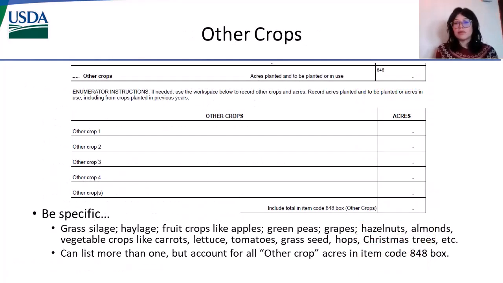Here is an example of the table to list any additional crops that are not already accounted for in this section. Please be specific as to what the other crop or crops are in this table. You have up to 5 lines to list other crops. If you need more than 5 lines to record all of the additional crops in a specific tract, then list them under this table, but make sure the total other crop acres are accounted for in item code 848 box.